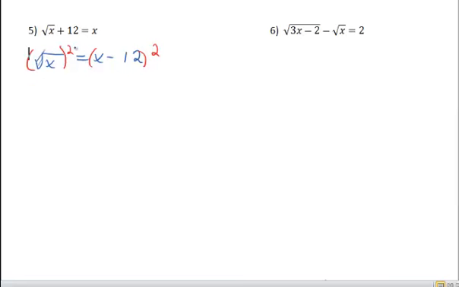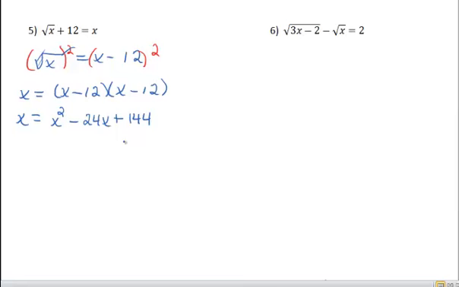The square root and the square will cancel each other out, and you're left with x equals, keep in mind this means x minus 12 times x minus 12. It does not mean x squared plus 144. So be really careful about that one. We'll have x is equal to x squared minus 24x plus 144.